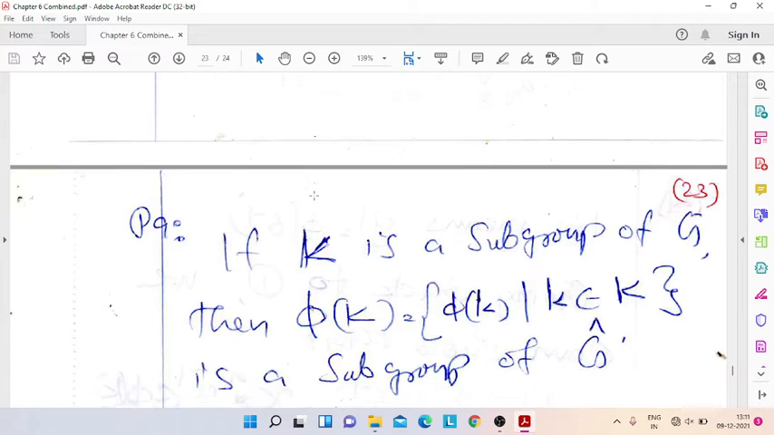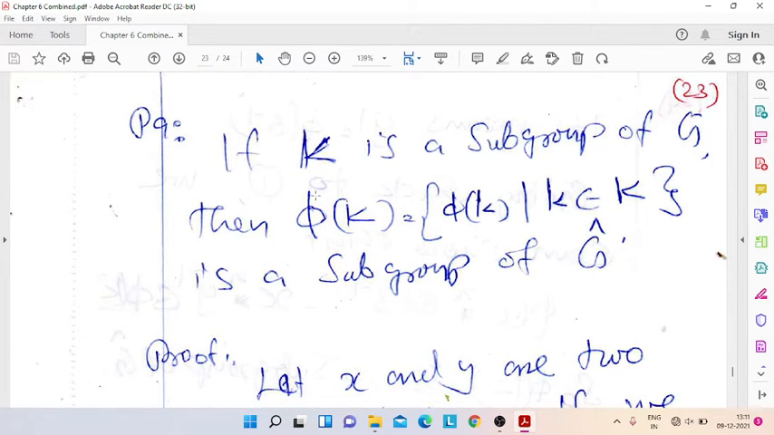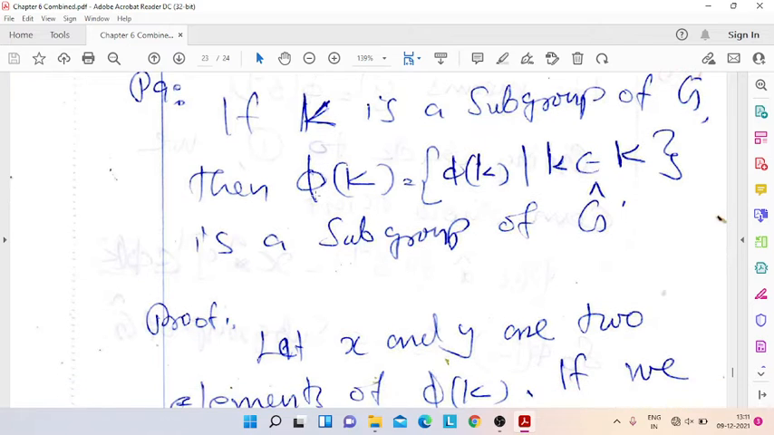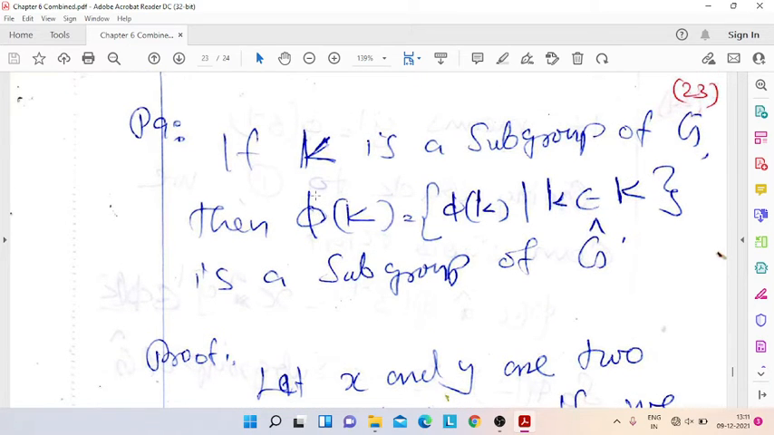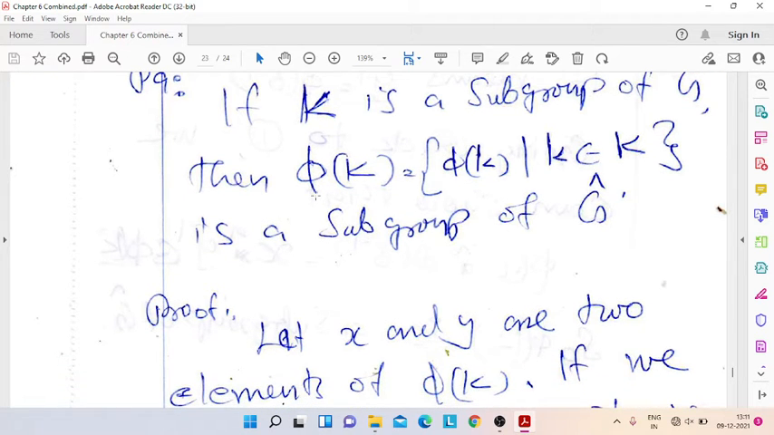Now, the next property states that if K is a subgroup of G, then phi of K, defined as the set of phi of small k where k is an element of K, is a subgroup of G cap.